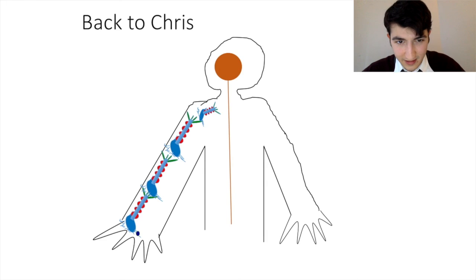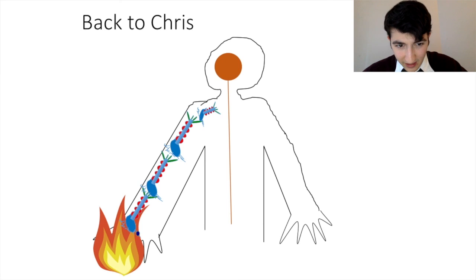So let's go back to Chris, though. Now that we've built our neuron, and these neurons are fully functioning, let's see what Chris can do now that he has his own set of neurons. So Chris's hand is on fire.